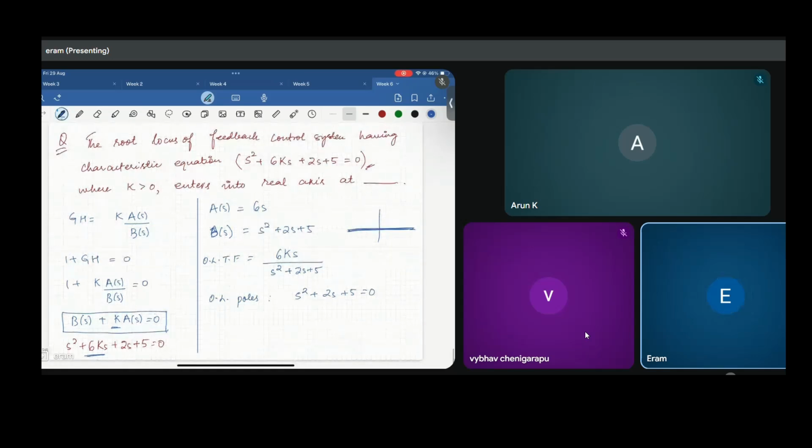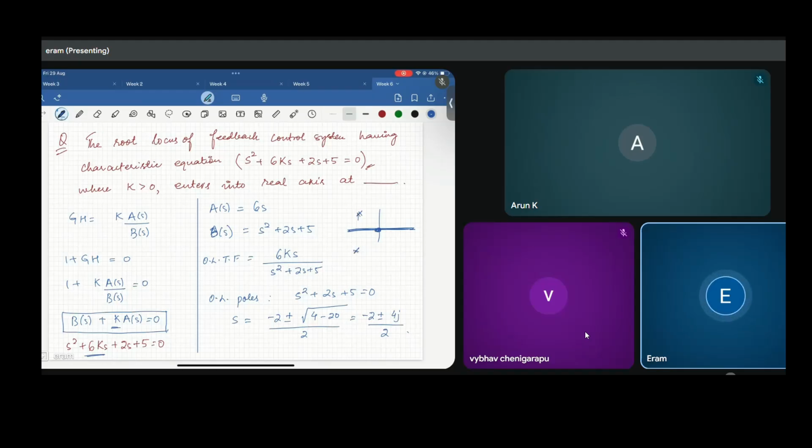This will give s as the roots of this quadratic. So the open loop poles are imaginary, they are not real. They are complex, somewhere here and here, and we have a zero here. So it will start not from the real axis but from the complex plane.